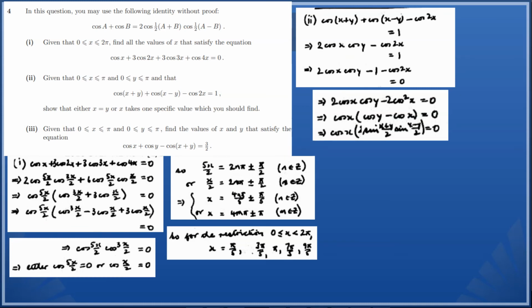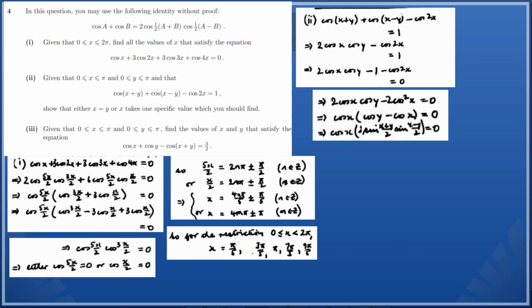Therefore, we can use the double angle formula to deduce that 2 cos x cos y minus 2 cos squared x equals 0. Then we can take out a factor of cos x and we can see that cos x times (cos y minus cos x) equals 0.